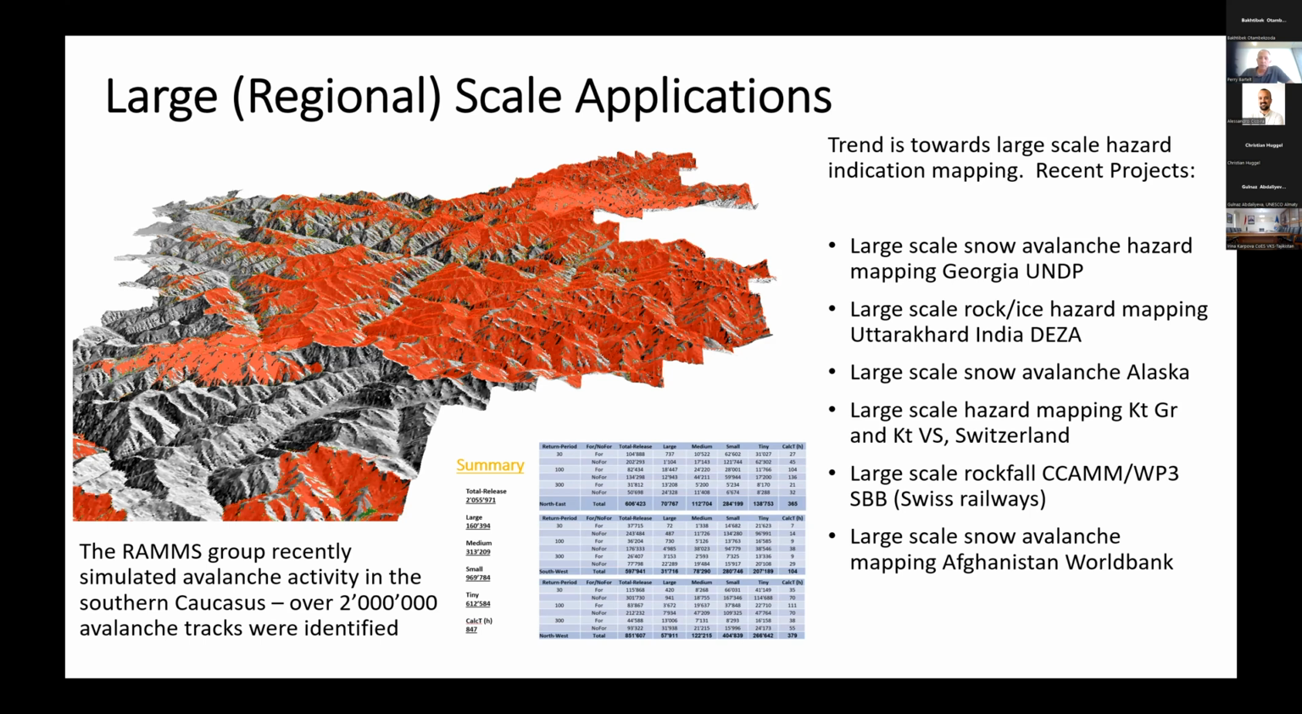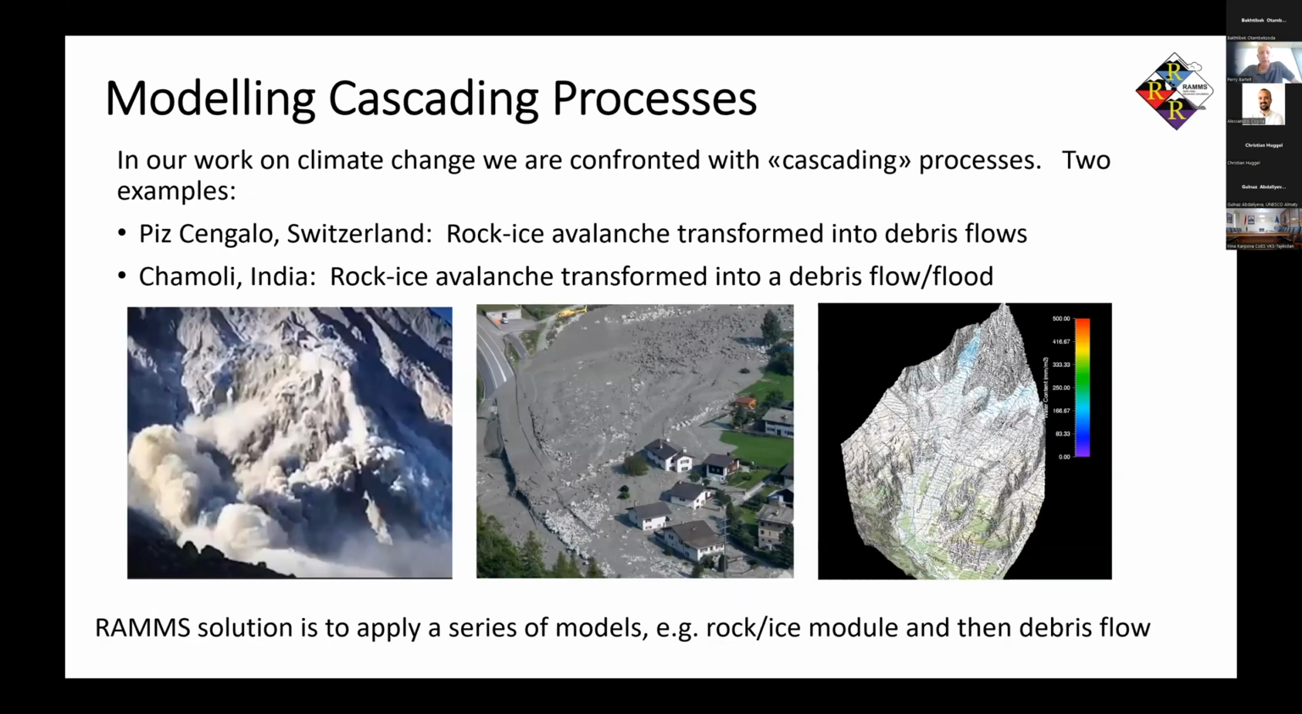A problem that we are also encountering is the modeling of cascading processes. For example, the Piz Cengalo event began as a rock ice avalanche. It entrained glacier ice, and then it transformed into a series of debris flows. The Chamoli rock ice event transformed into a debris flow flood.